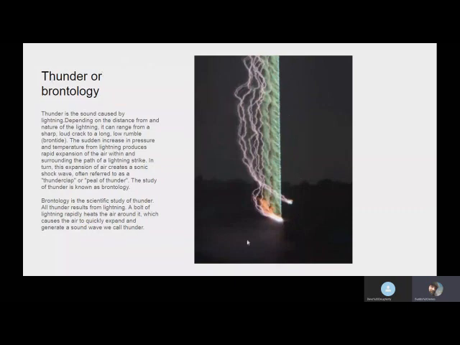So this is an image here of a thermal image of the sound of thunder. Thunder, or brontology. Thunder is the sound caused by lightning.